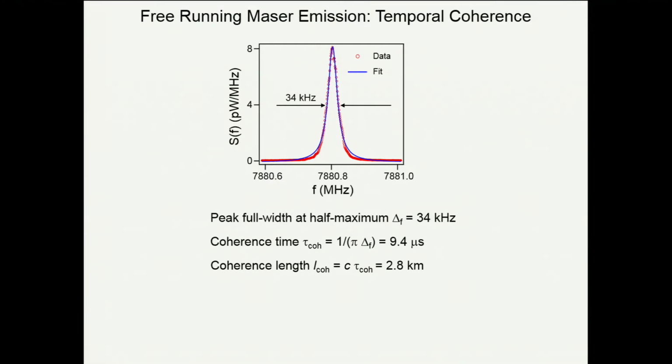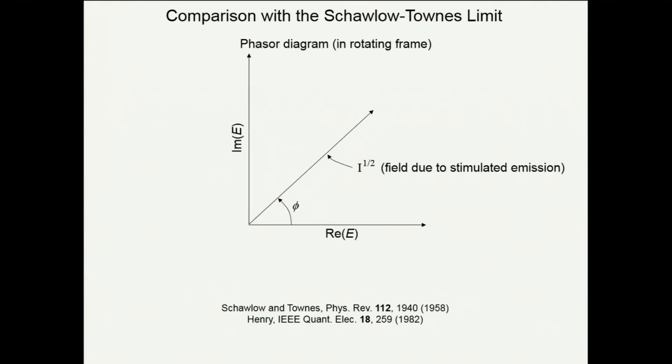This is the power spectral density of the radiation emitted from the cavity as a function of frequency. And we see that there's a peak in the emission. It has a line width of about 34 kilohertz. That corresponds to a coherence time of about 10 microseconds, or a coherence length that's on the order of a few kilometers. Okay. So we see amazing, a long coherence length.